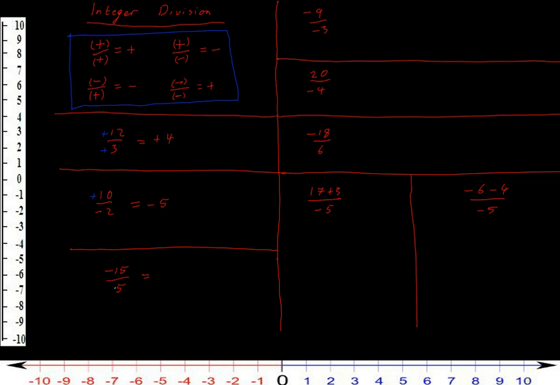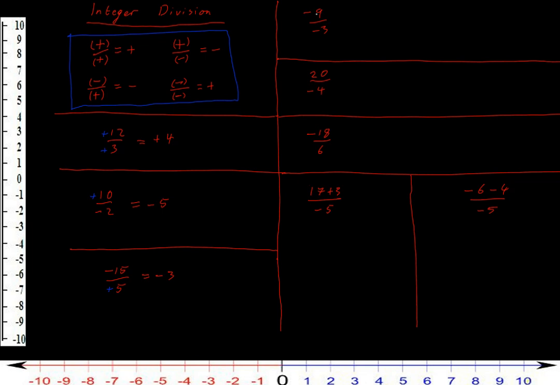Next, I have minus 15 divided by 5. So that's really minus 15 divided by plus 5. And I have minus divided by plus is going to give me minus. 15 divided by 5. How many 5's are there in 15? There are 3 of them.